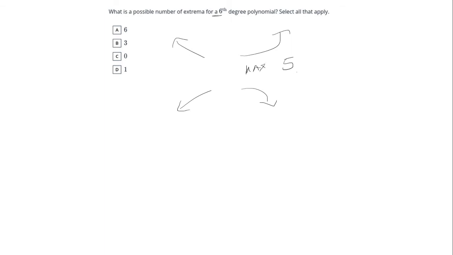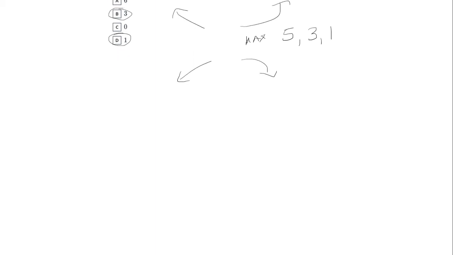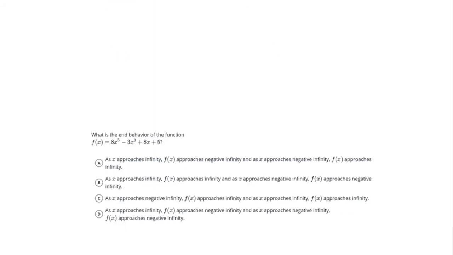And then we just subtract by 2. So there could be 3, and then there could be 1. So the answer choices are B and D. So that's the general rule. You subtract 1 from your degree, and then you keep subtracting 2 until you either get to 1 or 0. And that is the number of extrema, the possible number of extrema.